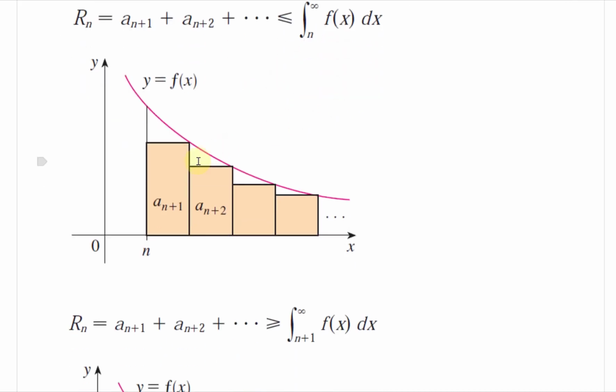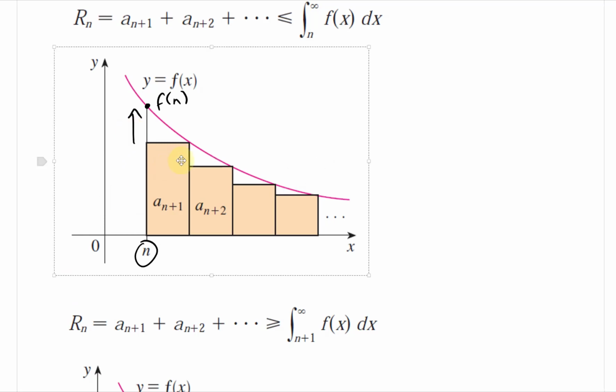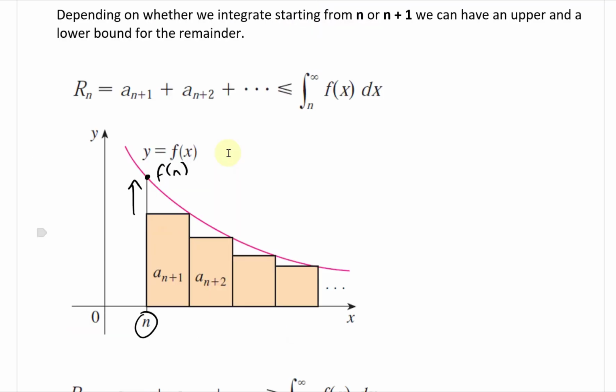And you can see that visually here. So if you have this y-x axis like that, here's the n value, and this up here is the f of n. Notice how this is greater than this height over here, which is the a_n+1. This value right here is the a_n+1.